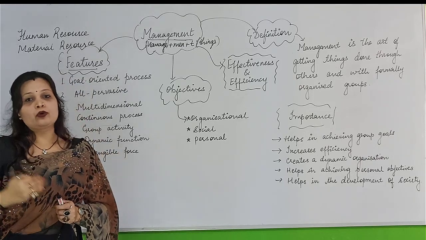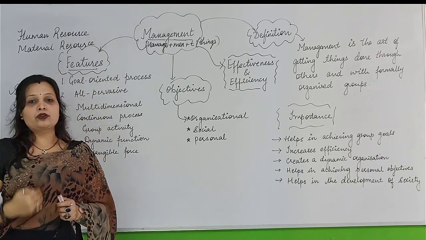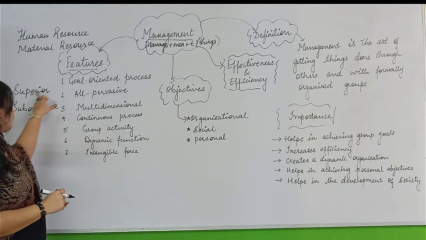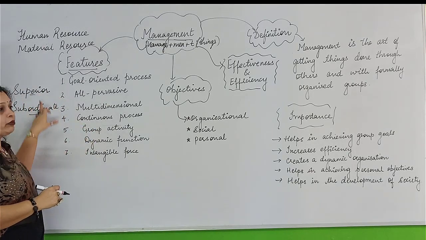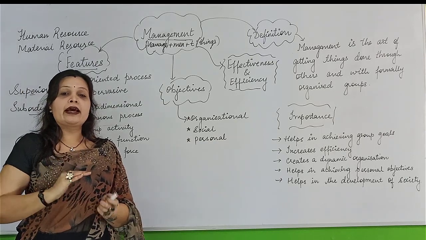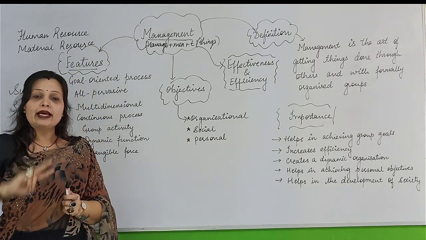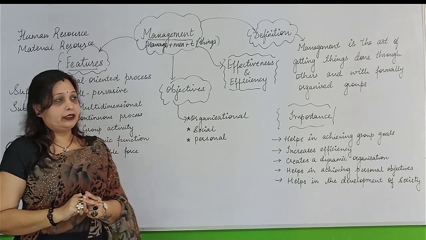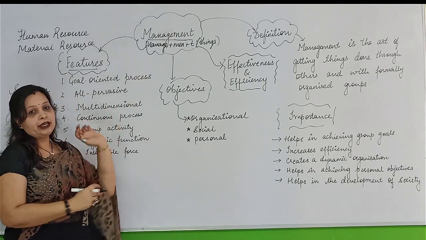For your subordinate, you are the superior, and for your superior, you are a subordinate. The whole organization works under these two, because the relation between these two should be cordial. If a superior and a subordinate have good relations, together they can achieve all the objectives. So this is the meaning of management.